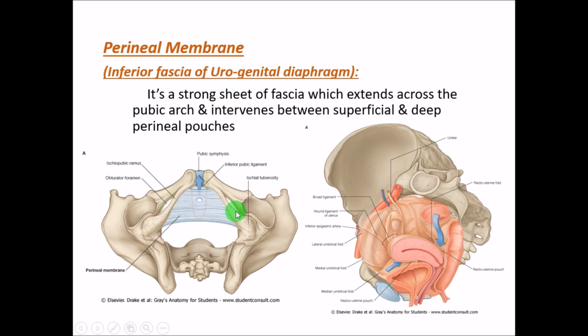So it covers the whole pubic arch from one side to the other side, and intervenes between the superficial and deep perineal pouch. As I said, what is superficial to this perineal membrane will be the superficial perineal pouch. What is deep to that will be the deep perineal pouch. Okay, so this perineal membrane is a very important landmark which separates the superficial and deep perineal pouch.